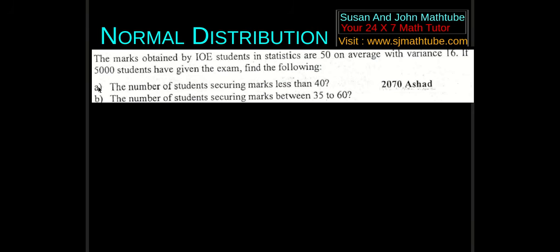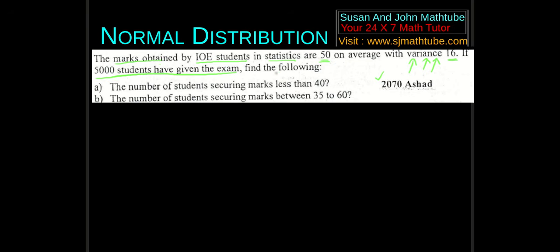So this is a question from long back, 2007 D. So read the question. The marks obtained by an IOE student in statistics. The mean mark is 50 and variance is 16. Please note they have not given the standard deviation, so it's a warning. Please be very careful. If 5,000 students have given the exam, find the probability.